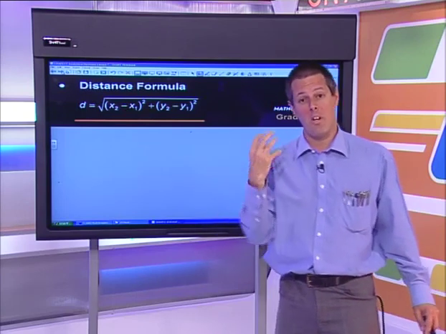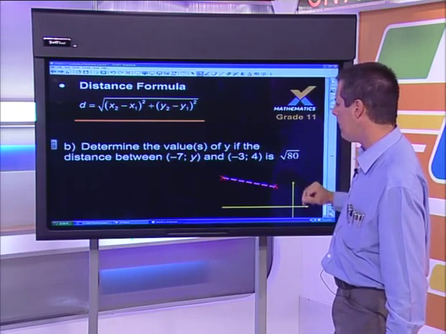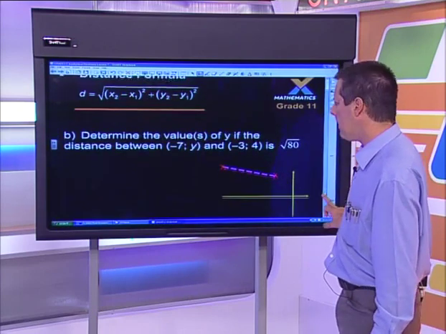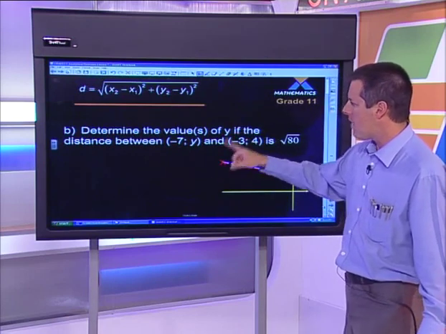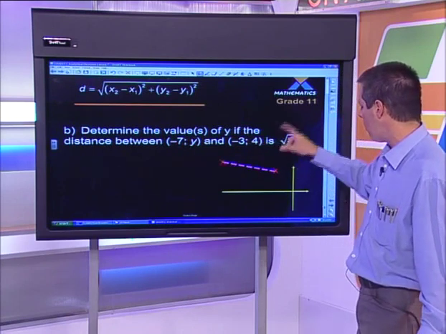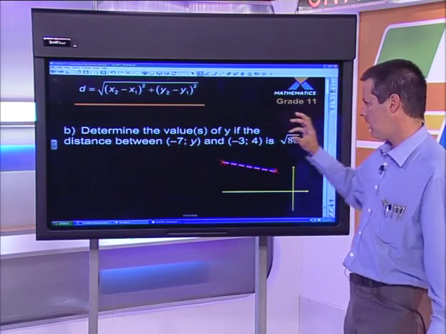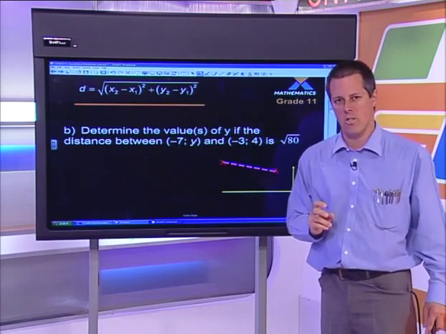And so what we're going to do is find a different unknown. So let's look at what I've put here for you. And my question over here says, determine the values of y if the distance between the point negative 7, y, and negative 3, 4 is root 80. Think about that at home, and hopefully you're going to jot it down so you can try it yourself.